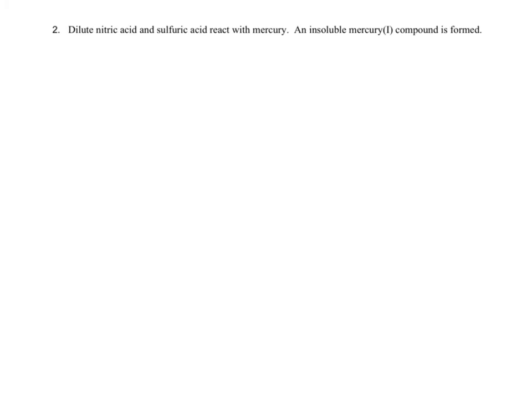Okay, this equation is difficult because you have three species. You have nitric acid, you have sulfuric acid, and you have mercury. Now, I did give you a little hint here. An insoluble mercury 1 compound is formed. So this really tells you mercury is going from its elemental stage to its +1 stage. Remember, that always has a 2 with it.